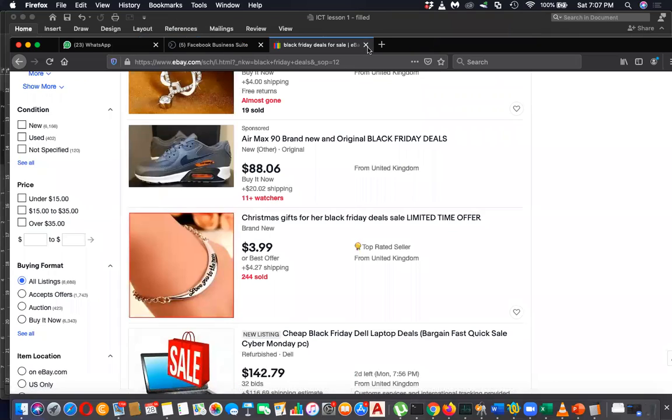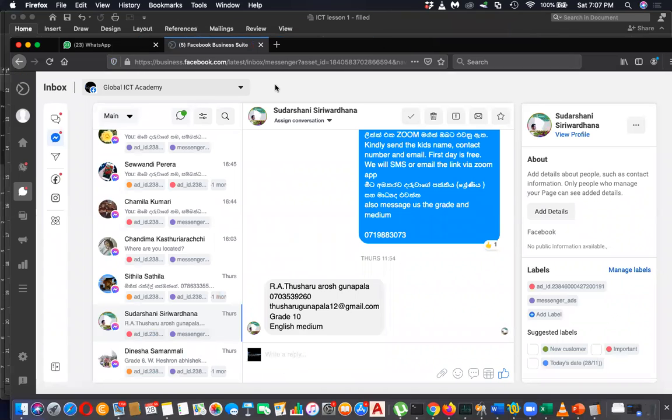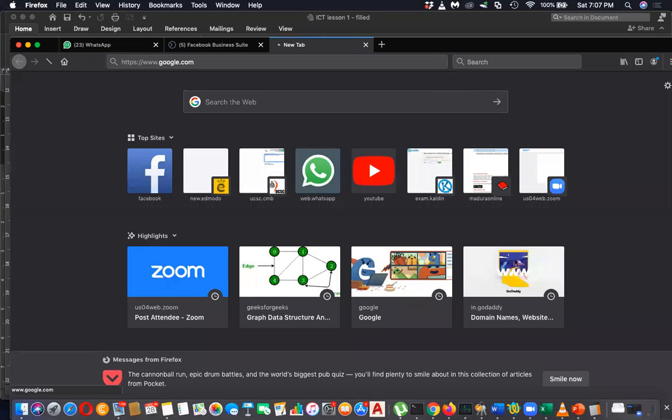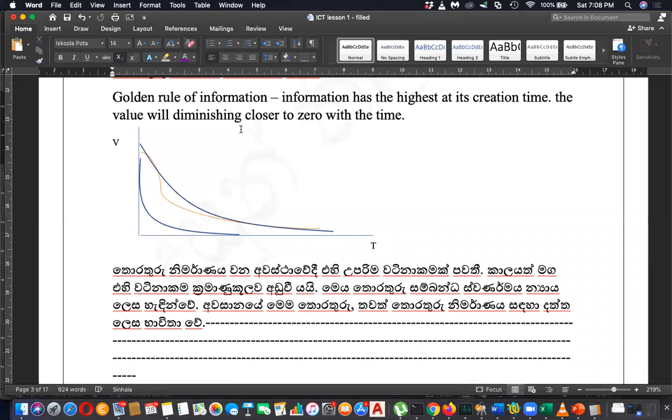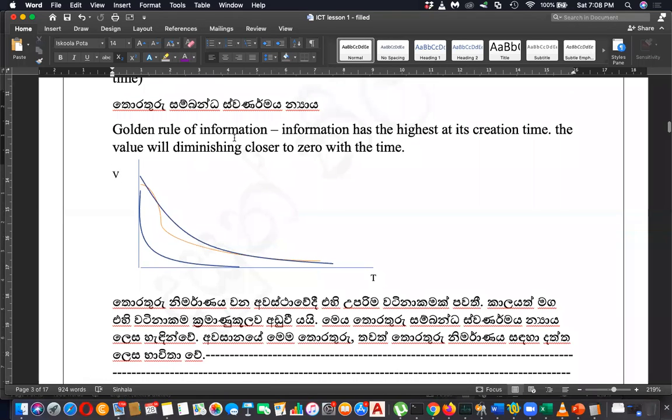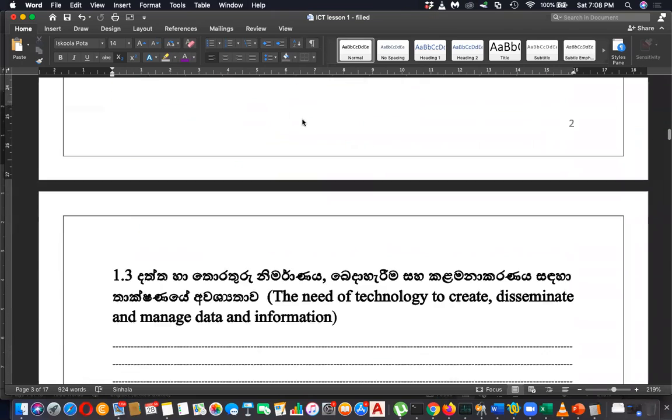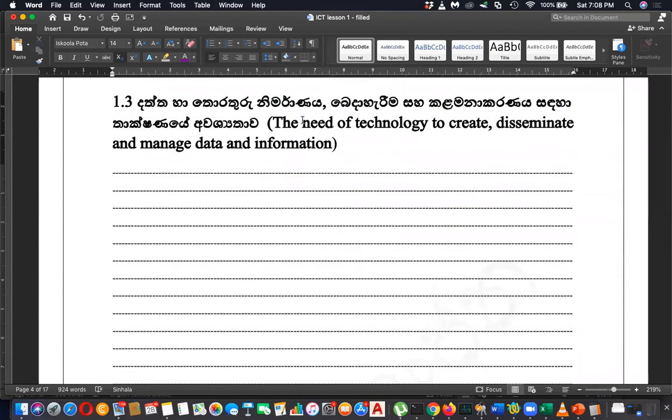Right, let's go back to our lesson. Depending on the information, it's not the same shape, but it is diminishing to the value 0, and that is called the golden rule of information. Okay, then today we have to discuss how this information is created and managed, and why technology is used for information management. So that is the topic that we are going to learn today.